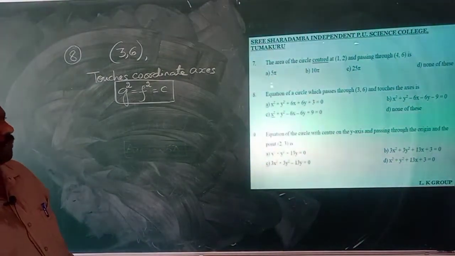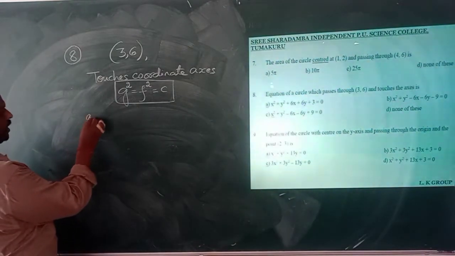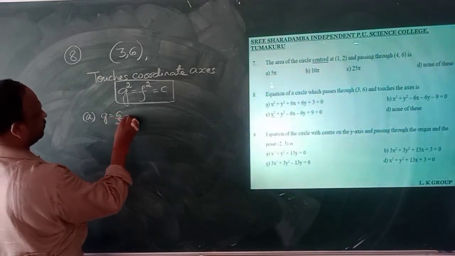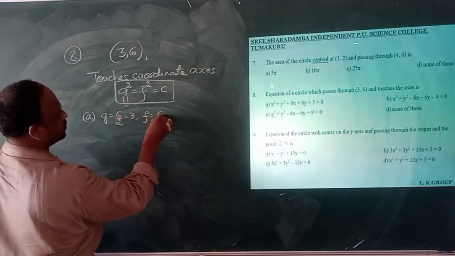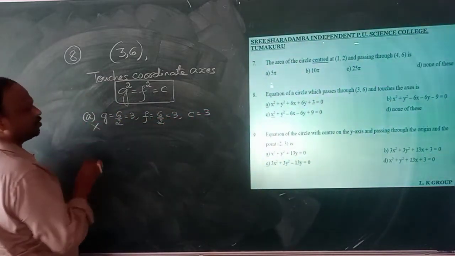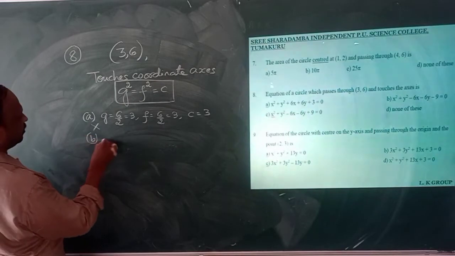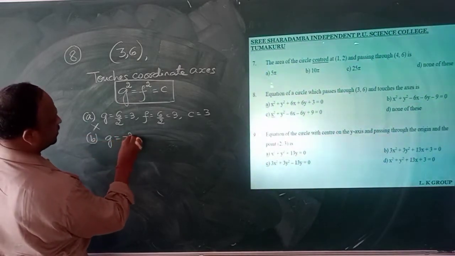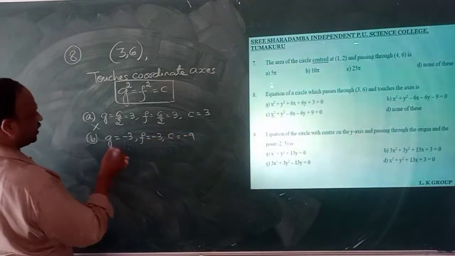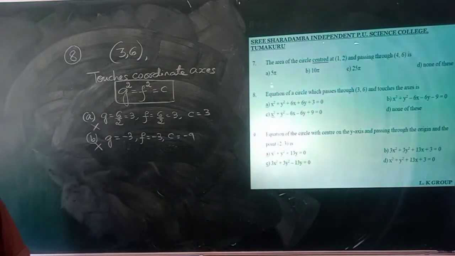Find out g, f, c for each option. Option A, g will be 6 by 2, that is 3. F will be 6 by 2, again 3. C is equal to 3. This condition does not hold good because g square is 9. Similarly, option B, g will be minus 3, f will be minus 3 and c will be minus 9. Here also g square is equal to f square is equal to c is not possible because c value is minus 9 here.